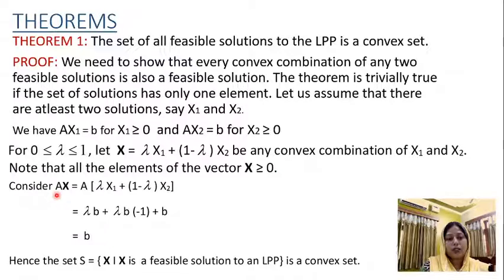Let us now consider Ax. A as it is, x is what we've taken, and then we'll open the brackets. A lambda x1, so lambda is outside, Ax1 is b from here. Similarly, (1 minus lambda) multiplied by Ax2, and Ax2 is b again. So this gets cancelled, we are left with b, that is Ax is equal to b. Hence the set S, such that x is a feasible solution to an LPP, is a convex set.